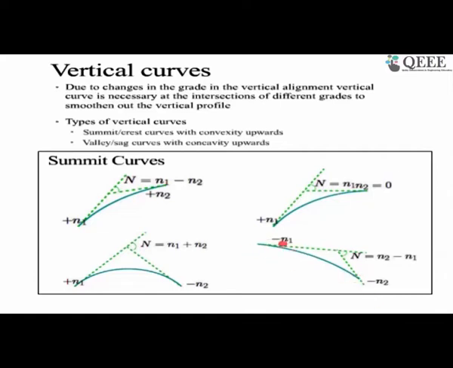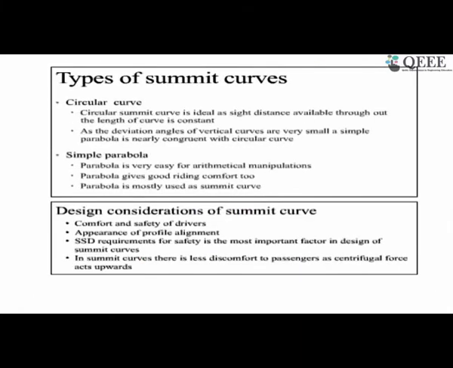So in this case, minus N1 minus of minus N2, which is N2 minus N1, is actually going to be positive. So it is going to form a summit curve. So we know about this summit curve. Now let's look into what type of curve we generally provide in this summit curve.